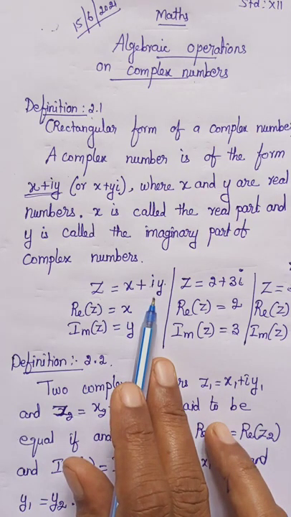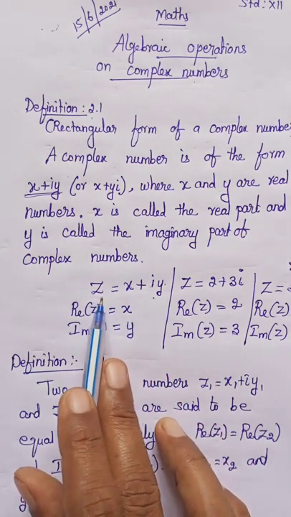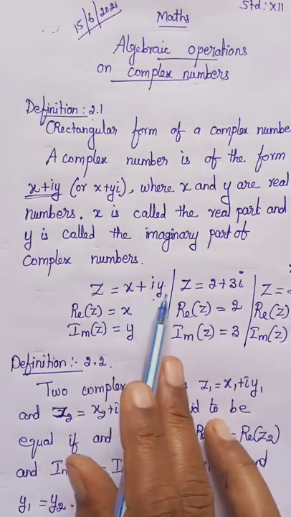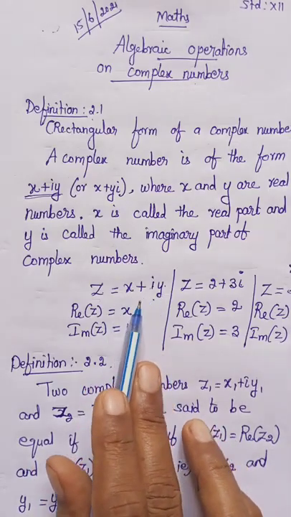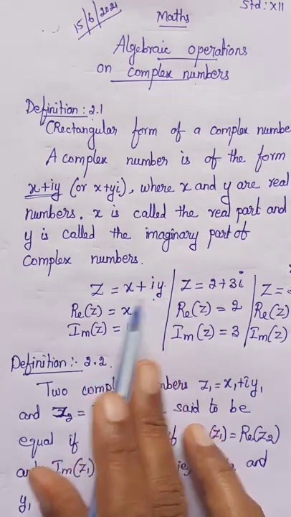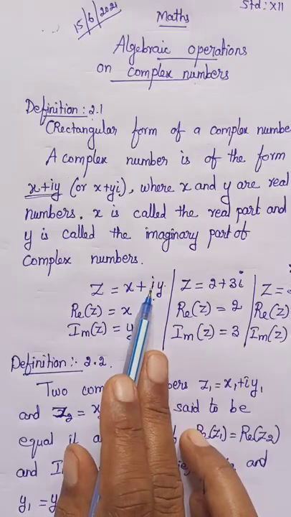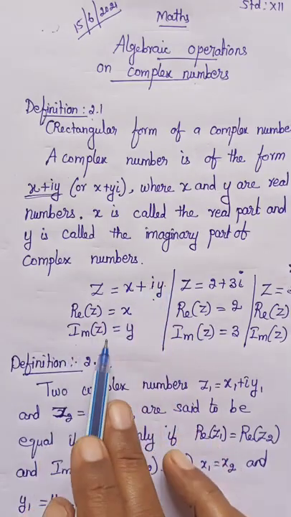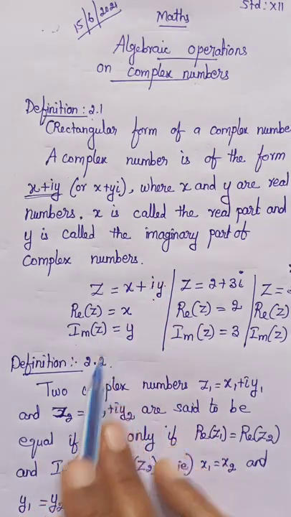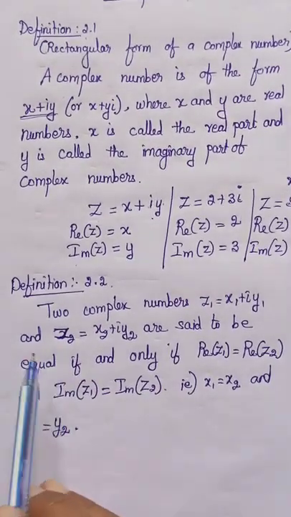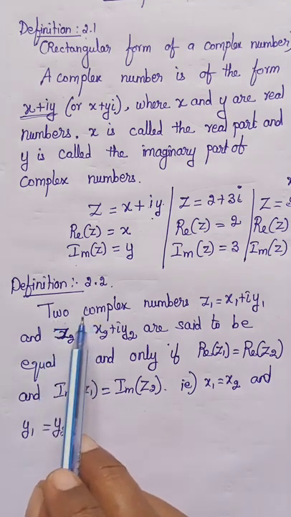Some problems will ask us to write it in rectangular form. Write it in rectangular form means we have to make the number in the form x plus iy, where x and y are real numbers. So real part of z is x, and the coefficient of i is the imaginary part. Is that clear? Then when can we say two complex numbers are equal? See definition 2.2.